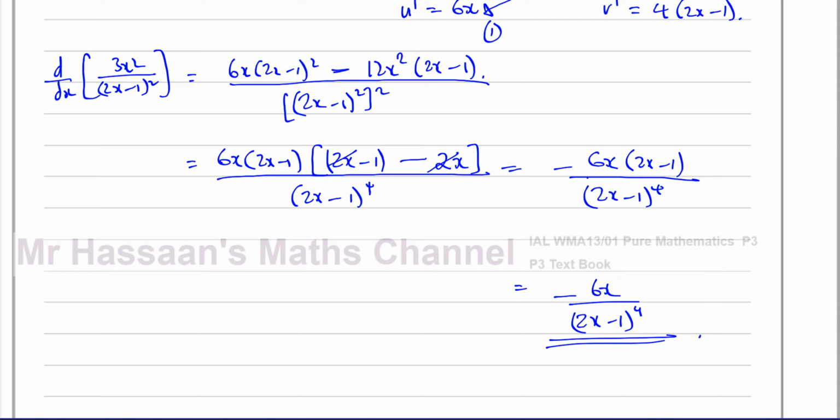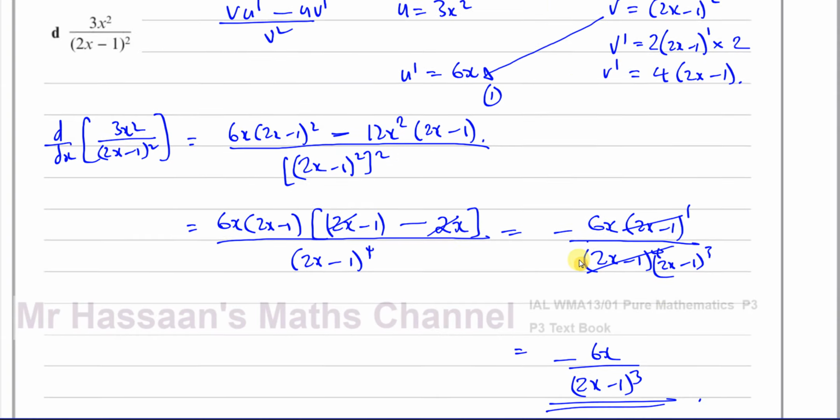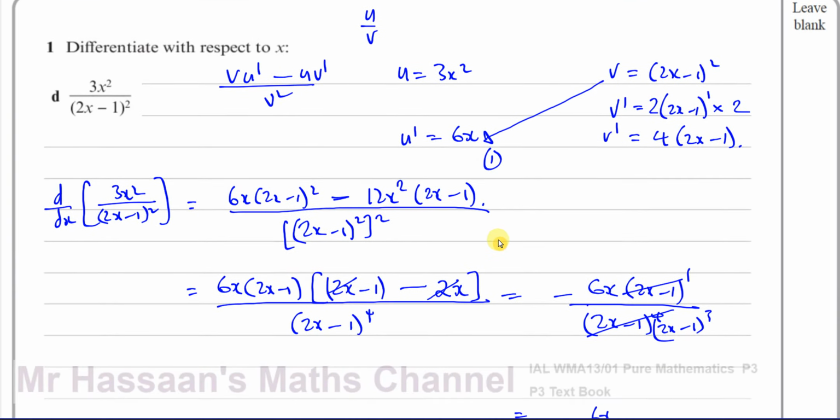Actually, one of the 2x minus 1's cancels out, so it's to the power of 3, not 4, because that cancelled with this. You see this cancel with this, leaving you with 2x minus 1 to the power of 3. So that became minus 6x over 2x minus 1 to the power of 3. And there's the answer.